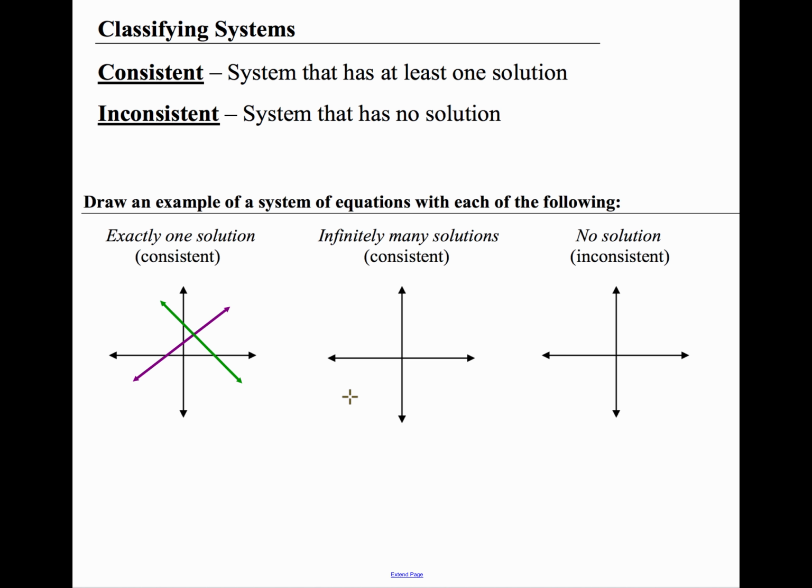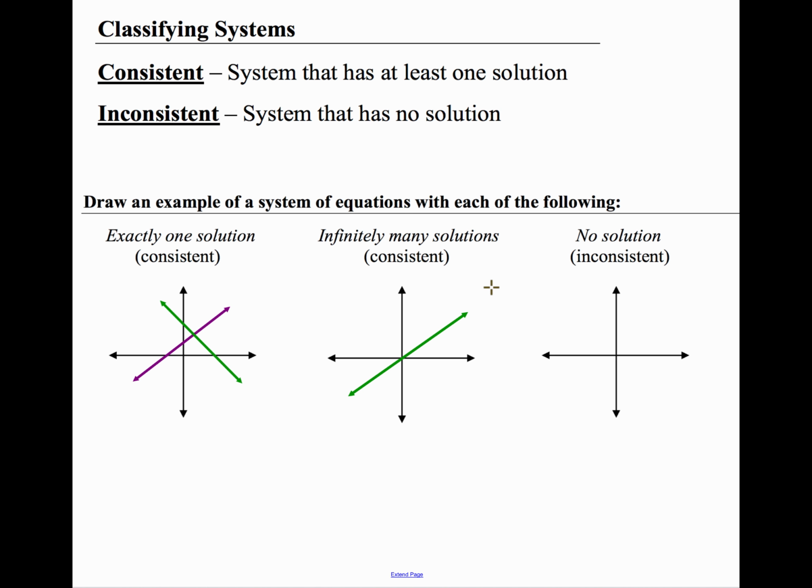In infinitely many solutions, we have one line, and the second line is the same line. So we can't even tell there's another line there because it is the same exact line. So we say it has infinitely many solutions. It's consistent. The two lines are the same. They intersect at all points.